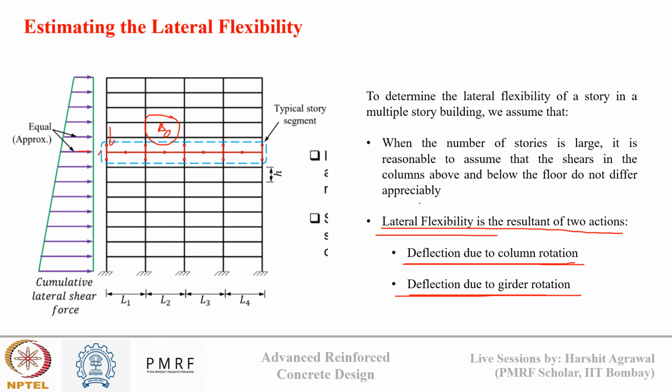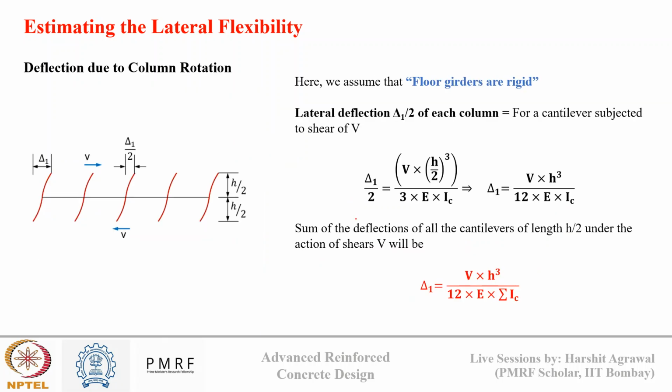So once I know this lateral flexibility delta naught, I can calculate the stability factor S, and then I can check whether my frame is a sway frame or a non-sway frame.